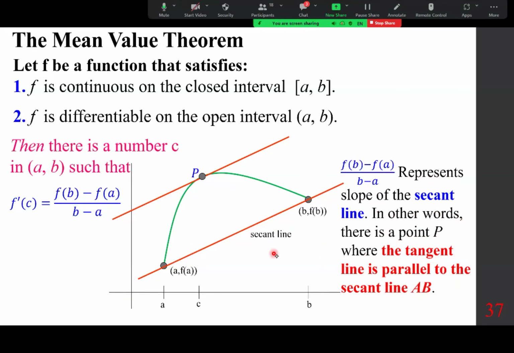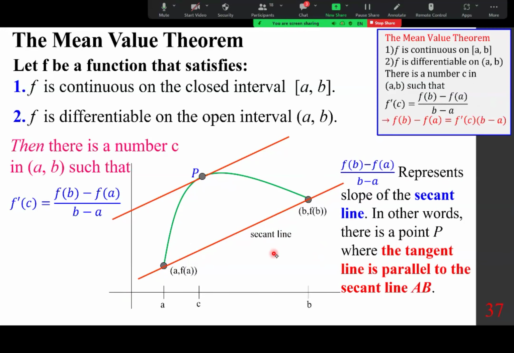That's the meaning of the mean value theorem, which means for the mean value theorem, we are going to write, in short, f is continuous in the closed interval of a to b. F is differentiable on the open interval of a to b. Then there is a number c in the interval of a to b such that f prime of c is f of b minus f of a over b minus a. You may write it in this manner, or you might do the cross product. F of b minus f of a is f prime of c times b minus a. It doesn't matter. Either one is fine.